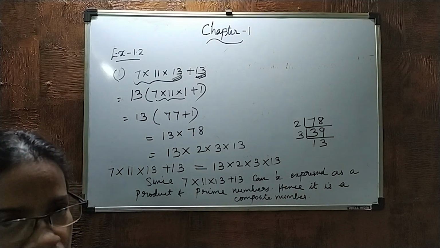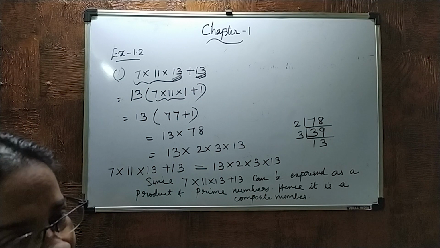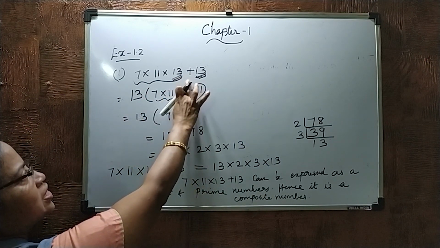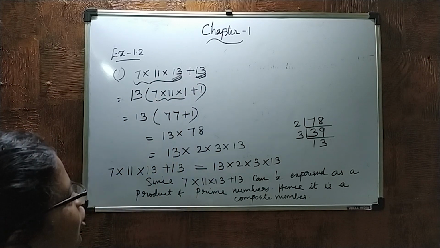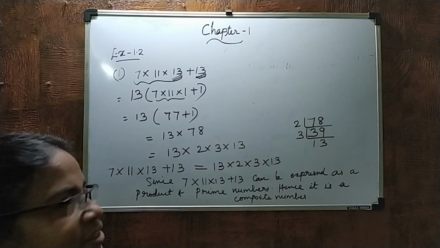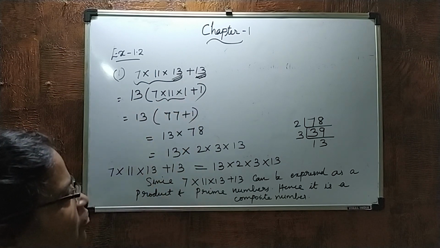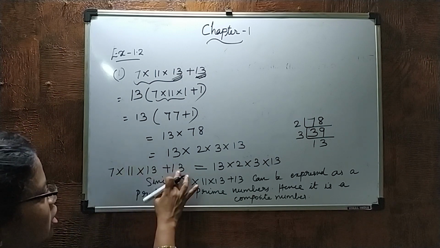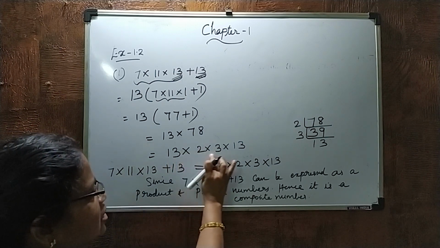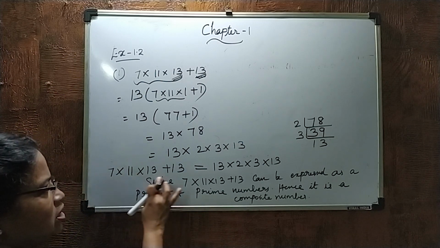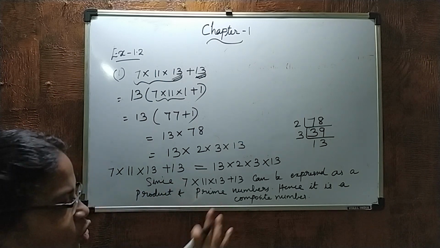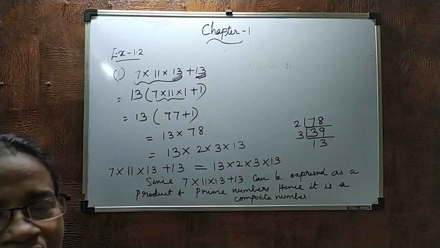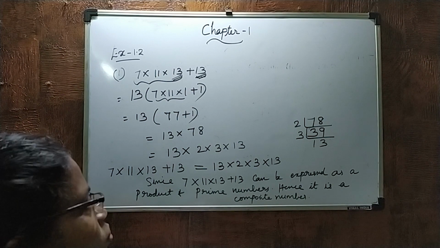This is also a board question. You have to remember how to do it. What I did: I noticed there is addition here, so what you can do is take the common factor outside. 13 is taken outside, and you got the answer like this. Then the question is equal to the answer you got, and here this is a product of prime numbers, so the question is a composite number. Then you have to explain why you are saying it is a composite number. The same thing you have to do for the second question also. We will do it now.